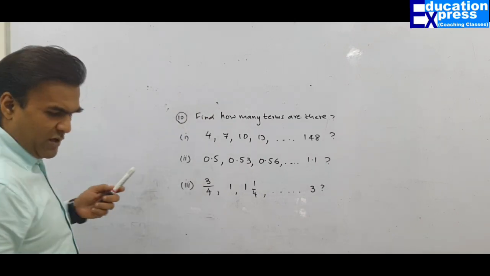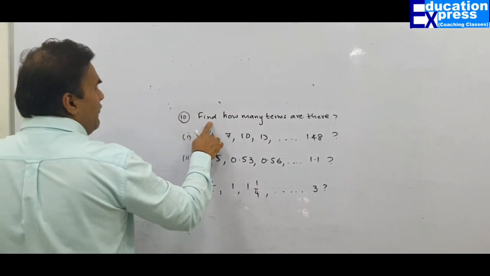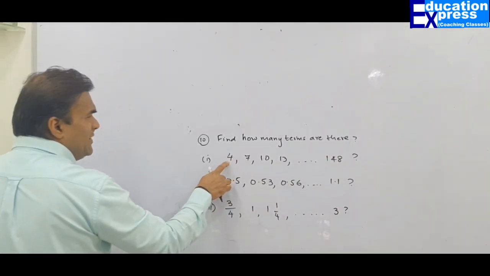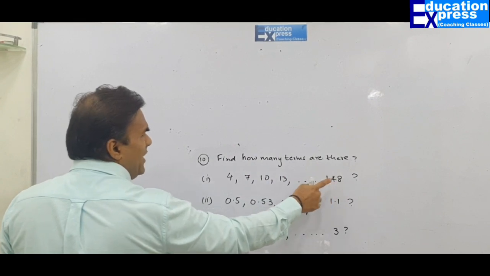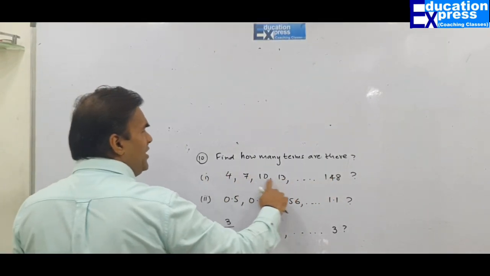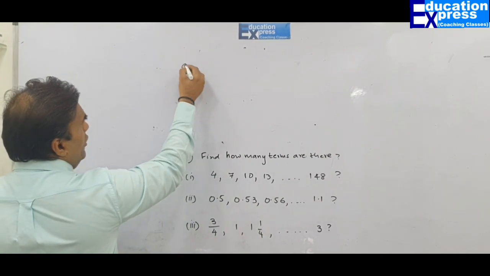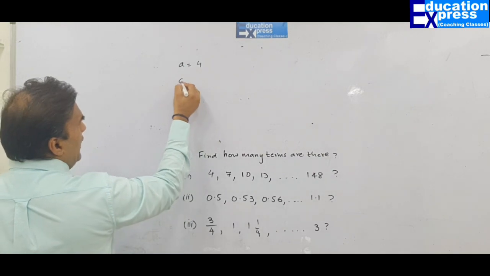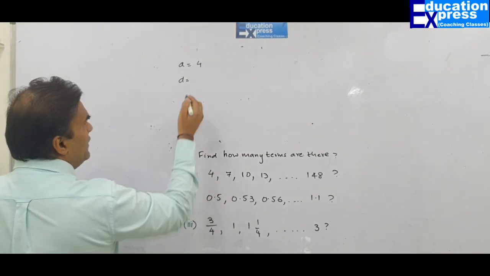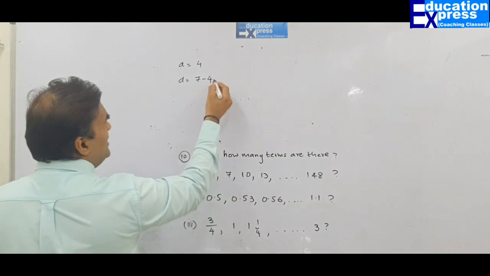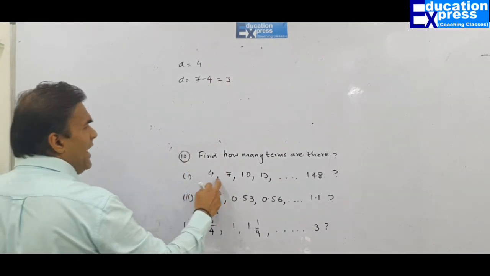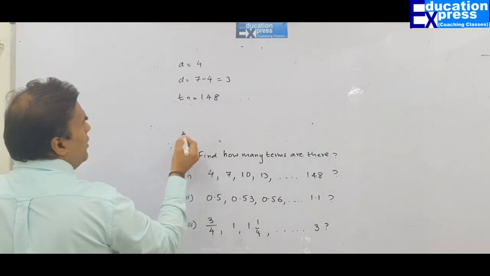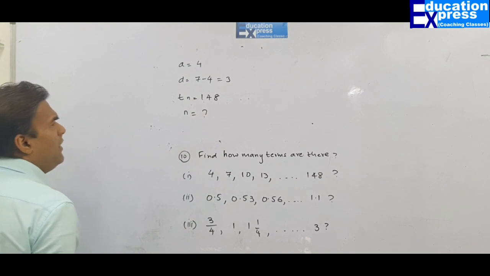Look at this question. Again a very simple one. Find how many terms there are in this series. First term is available, last term is also available. As I told you, first assemble three things. First term, got it. Then find the difference: second term minus first term, which is 3. What is the last term? That is the nth term, so the nth term is 148. What do you have to find? We can find it.